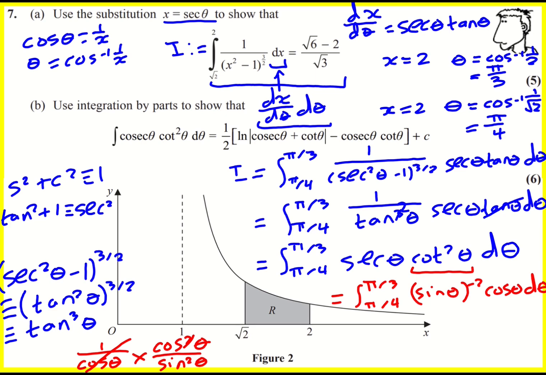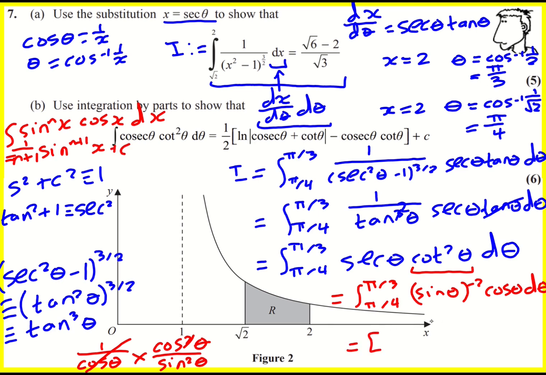And this is in the form of sine to the n x cos x, which has a very nice result because all you do is raise the power by 1 on sine. That's your trial function. When you differentiate that back, you get n plus 1 times sine to the n x, and then you times by the derivative of the inside. The inside function is sine x, because it's actually sine x all to the n plus 1. So sine x is the inside part, so we just need to divide by n plus 1, and obviously a plus c here.